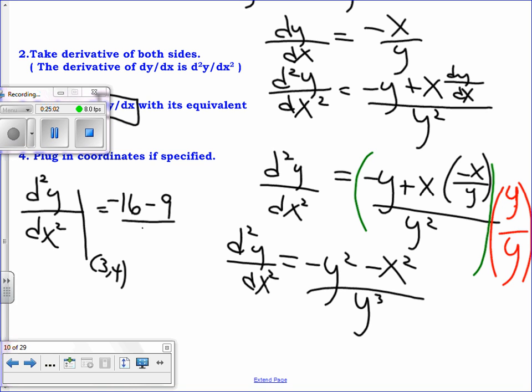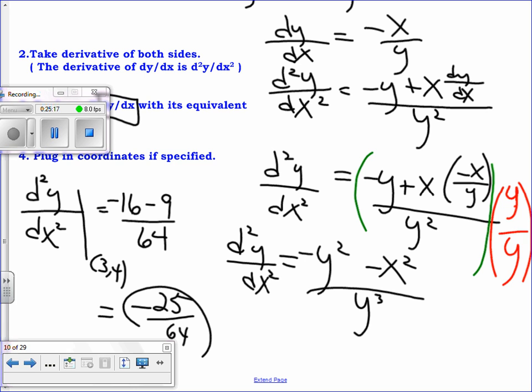Nice. Nobody said 12, which is awesome. Oops. Oh, the kids. The exponents, multiplication, all confused. So we get negative 25 over 64. Woo. That's not ugly. And it's negative, which makes sense because our graph was concave down at that point.